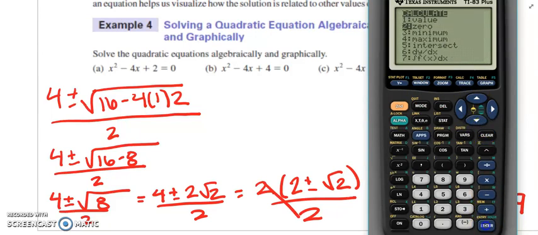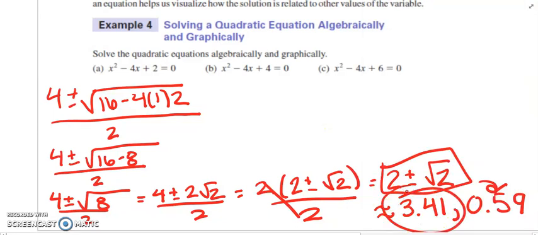Then we can do the same thing and go to second trace, which is calc. Calculate the zero, go to the left bound, but this time I'm wanting this zero, so the left is going to be somewhere over here and the right's going to be somewhere. It really doesn't matter, but it's kind of best if you try to get close to it. And then right bound, I'm going to go slightly above, and I'm going to press enter a third time to guess, 3.41, and so it got my other one as well. So this is great when you're wanting a rounded zero, but obviously it won't give you the actual radical.